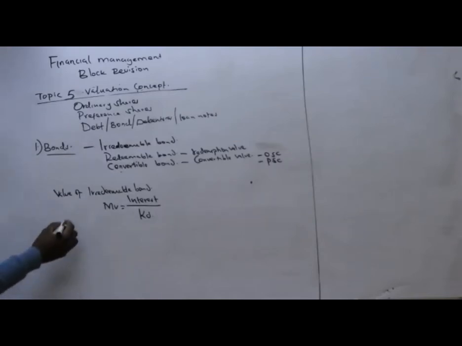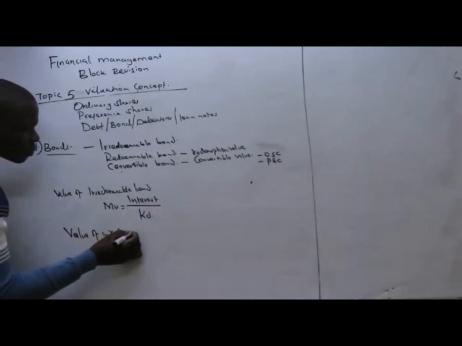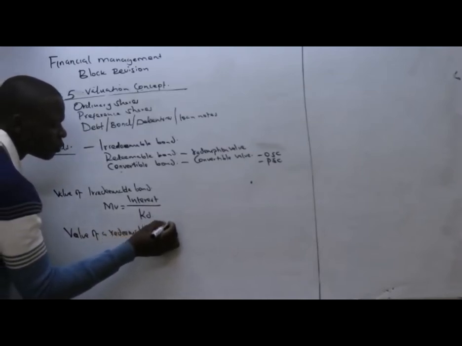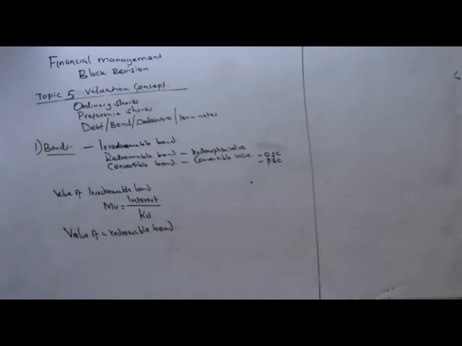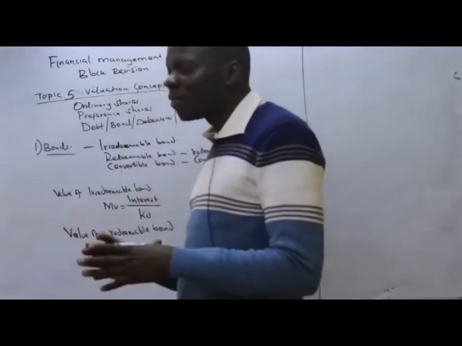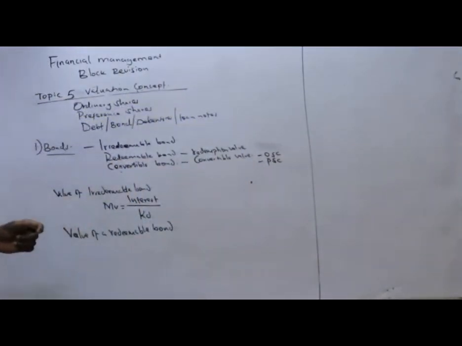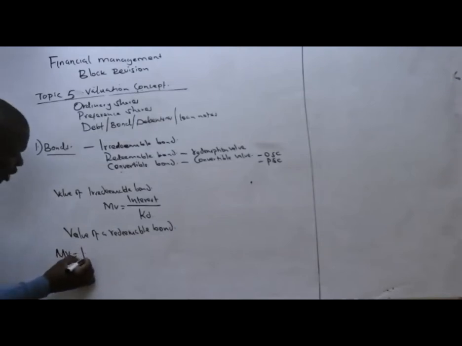In case of a redeemable bond, we shall use this formula. And what we need to note is that a redeemable bond has got two parts: the period when we have the bond and the period when we are releasing the bond. So to determine the market value, here we shall use the interest.